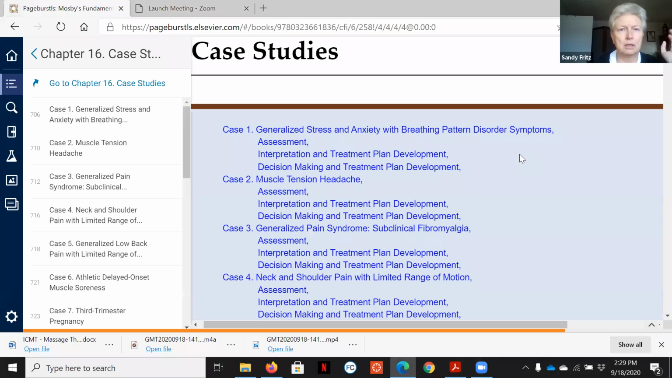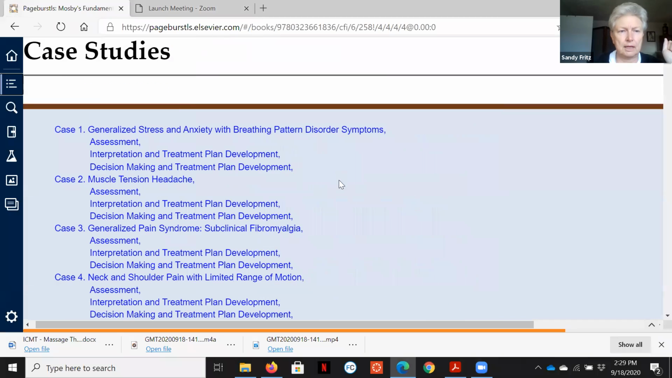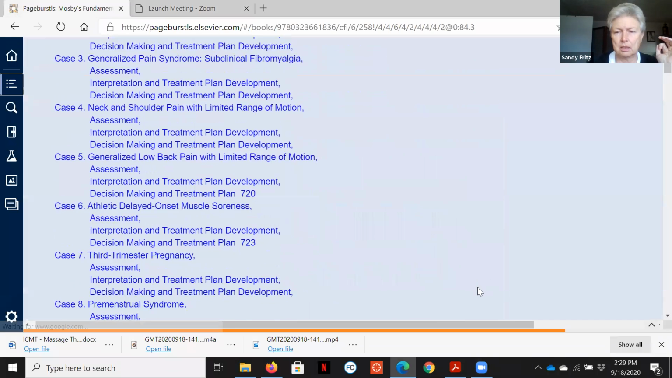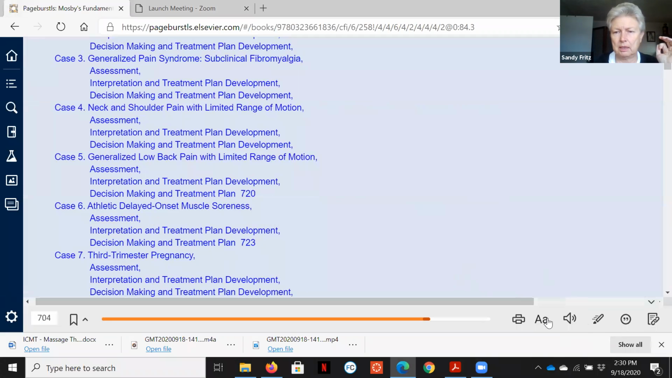Screen share. And there it is, case studies. So let me get this out of here and let me get this a little bigger so I can read it.